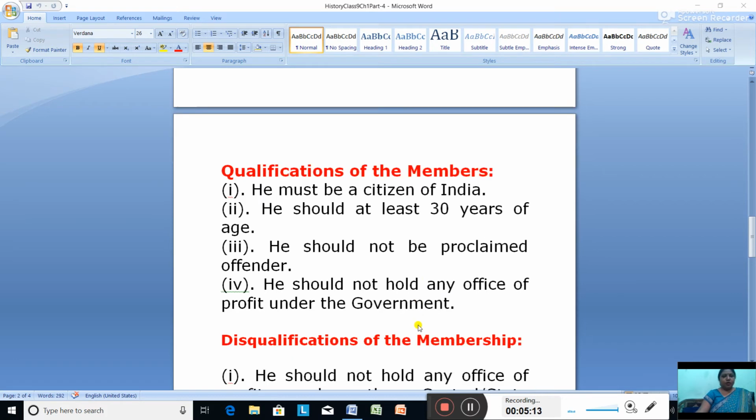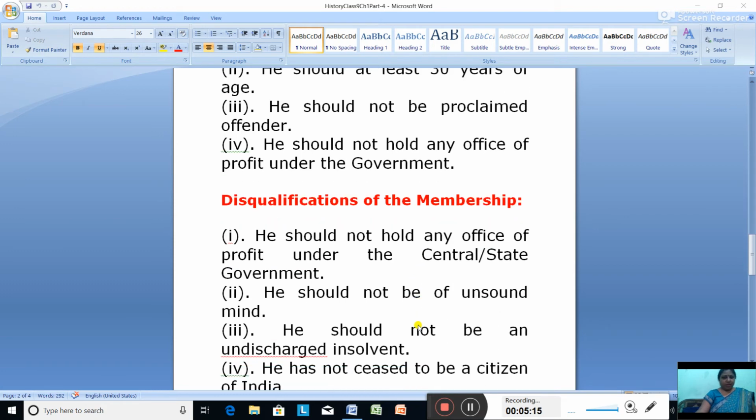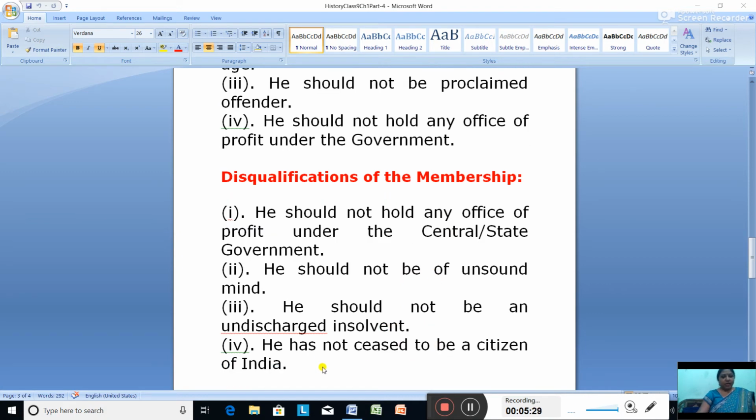And the disqualifications of the membership. He should not hold any office of profit under the center or the state government. He should not be of unsound mind. He should not be an undischarged insolvent. He has not ceased to be a citizen of India. You will not write if he is not a citizen of India; you will write if his citizenship is ceased. Suppose his citizenship is taken, then he cannot stand for the election of the members of the Rajya Sabha, or if he is a member of the Rajya Sabha and his citizenship is ceased, he will be disqualified.